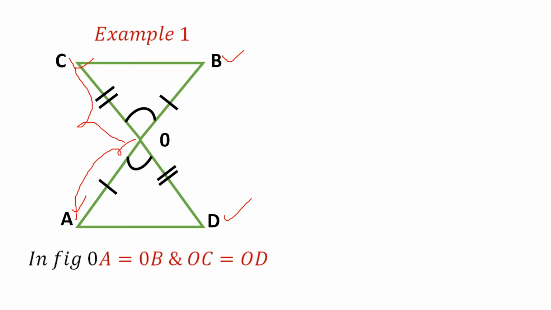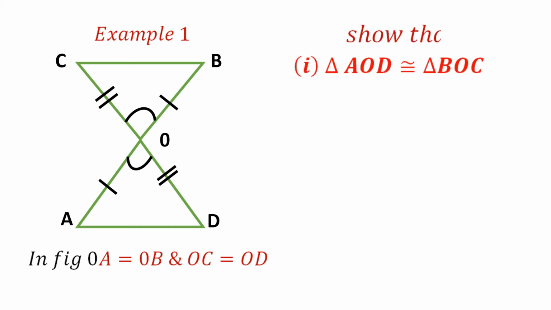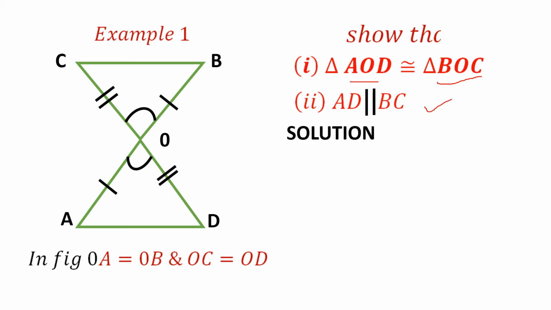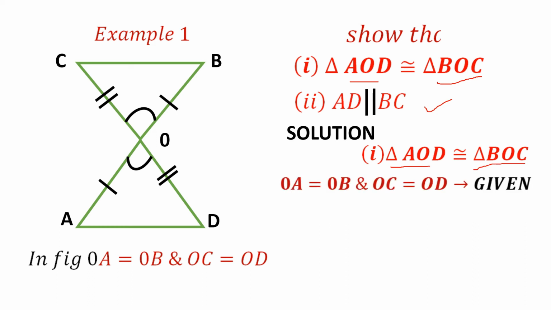Now we need to prove two conditions: first, triangle OAD is congruent to triangle OBC, and second, AD is parallel to BC. We'll work out the solution and prove how the conditions are satisfied. First, triangle OAD is congruent to triangle OBC. As the given data says, OA is equal to OB and OC is equal to OD, which is given in the question itself.